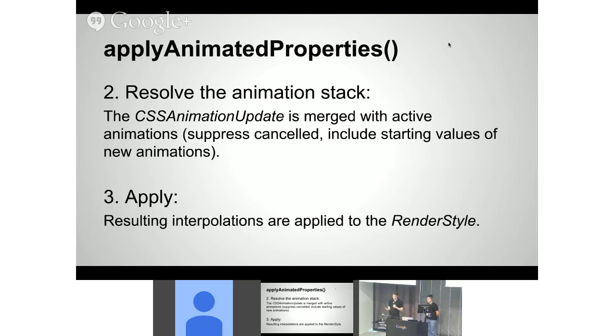So once we've built that information about the CSS animation update, we can go ahead and think about how we need to apply the results of animations, so their effects, and the effects of any new CSS animations that have started. So what we do is we do this process called, we resolve the animation stack, basically. So we take the information that was in the CSS animation update, we combine it with information about active animations. So we do a merge, we sort in priority order, we figure out exactly which interpolations apply, pull those ones out, and apply the results directly to the render style.